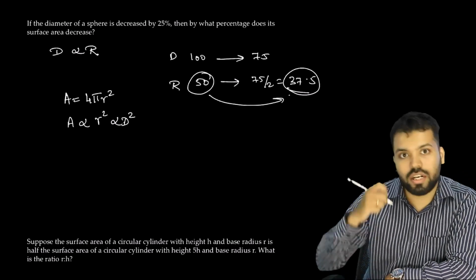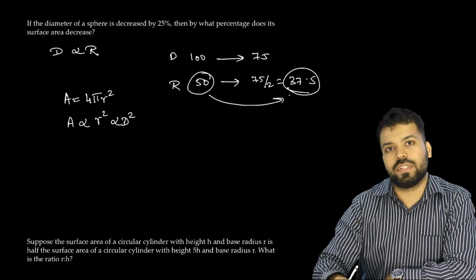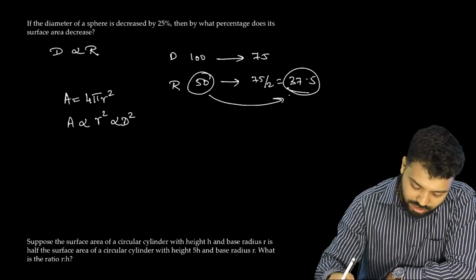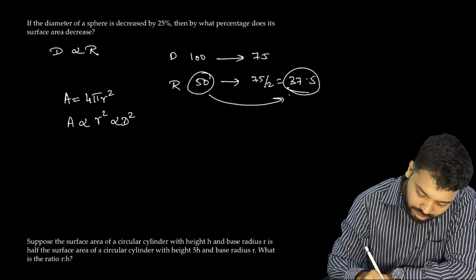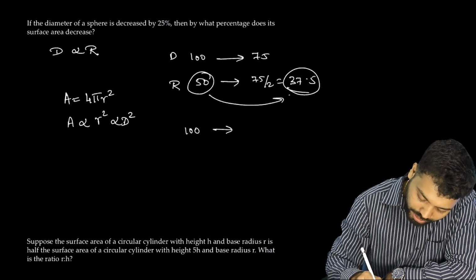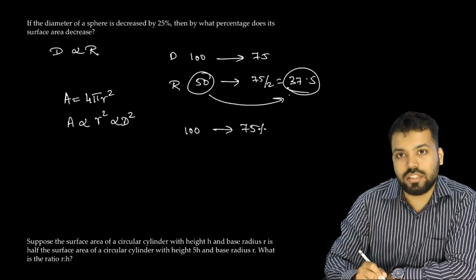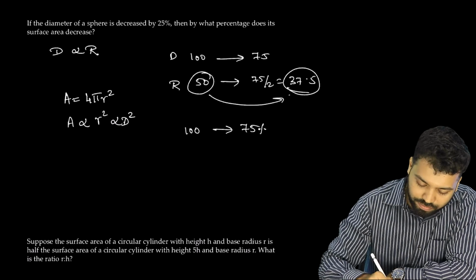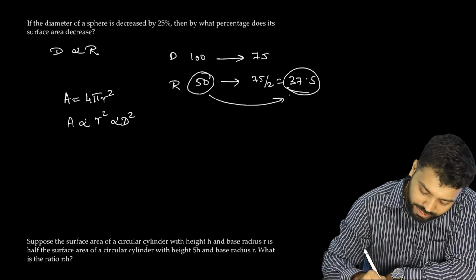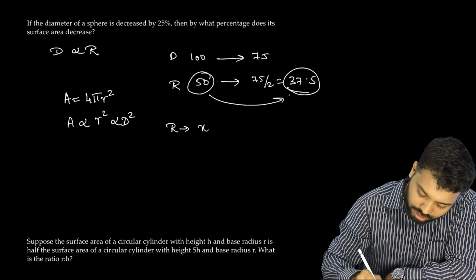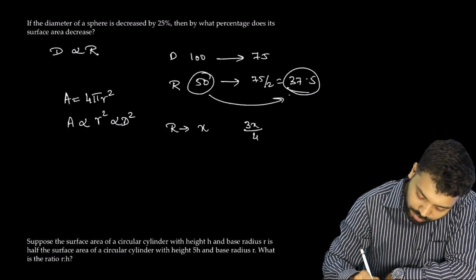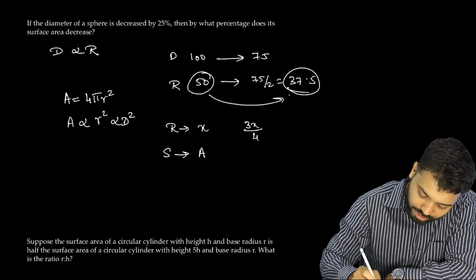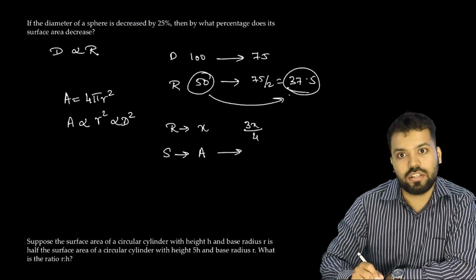Now, D has decreased by 25%. Correct? The diameter of the sphere has decreased by 25%. That means, say initially D was at 100%, and now it has become 75%. Or rather, say initially the radius was x. Now it has become 3x by 4. Now say my surface area initially was A. Now what is the case? That we have to figure out.